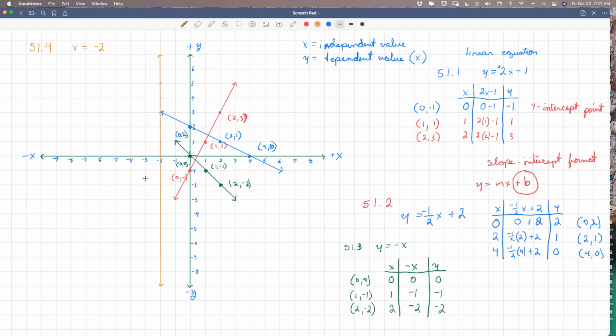When we have x is equal to -2, we find -2 on the x-axis, and we just draw a line straight up and down, and that's it. We're done. No table, no points to figure out. All we need to do for this is say x equals -2, and that's how we would label that line. We would put that on the graph right next to it.